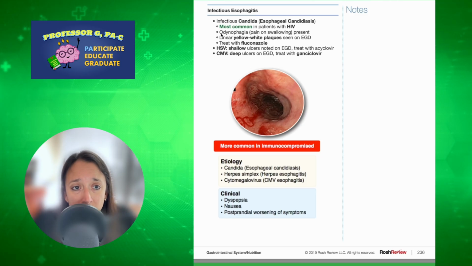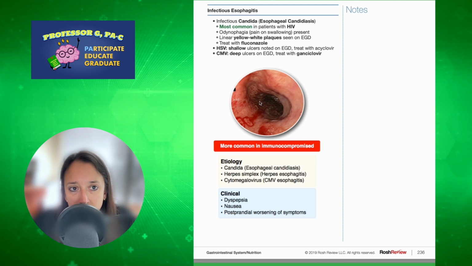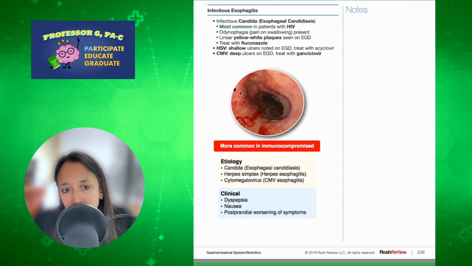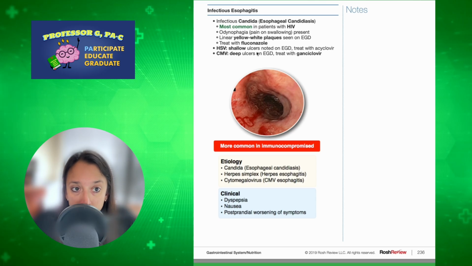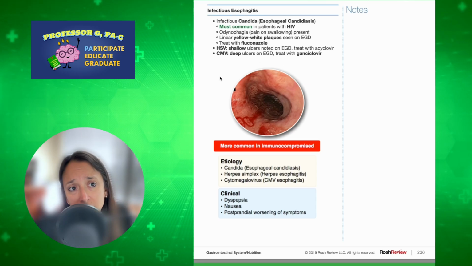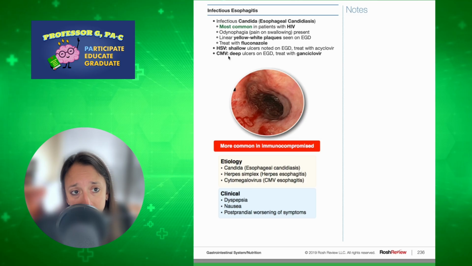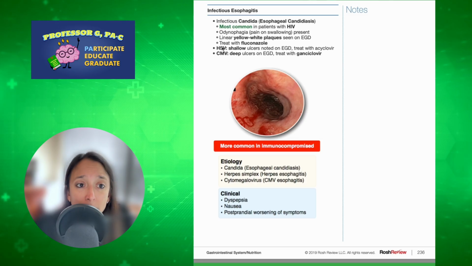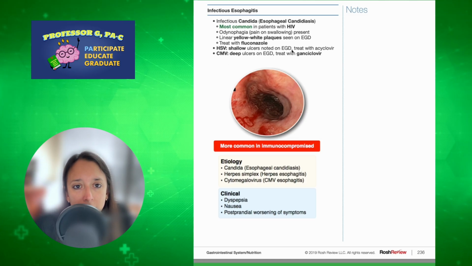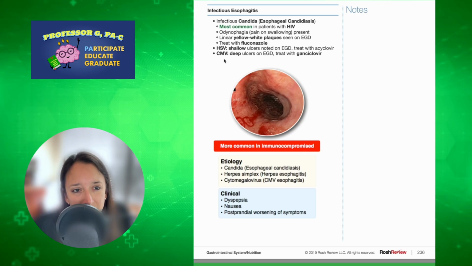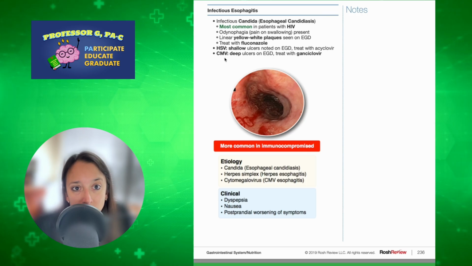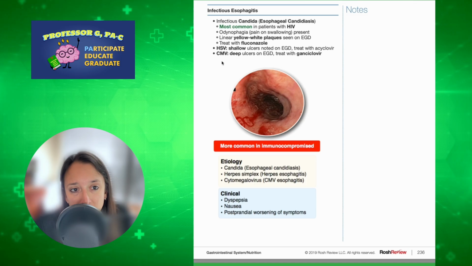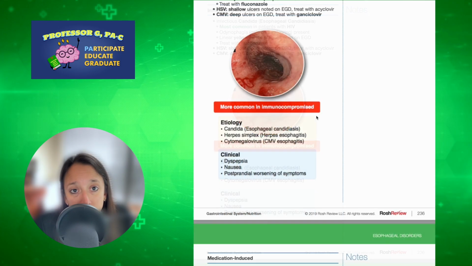A lot of times these patients will have some pain with swallowing. And when we do the endoscopy, which is the test of choice, EGD, we will look for these yellow-white plaques, kind of patchiness along the esophagus, and we treat with fluconazole. Other infectious etiologies can cause esophagitis like HSV, but with herpes, we'll see shallow ulcers, and we treat that with acyclovir. And CMV or cytomegalovirus, not as common, also found in immunocompromised patients. They'll have deep ulcers, and we'll treat that with ganciclovir.